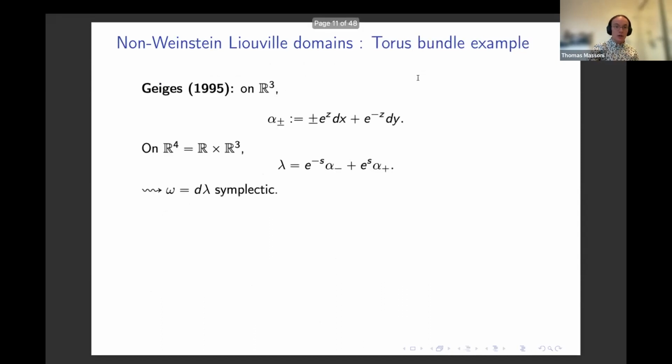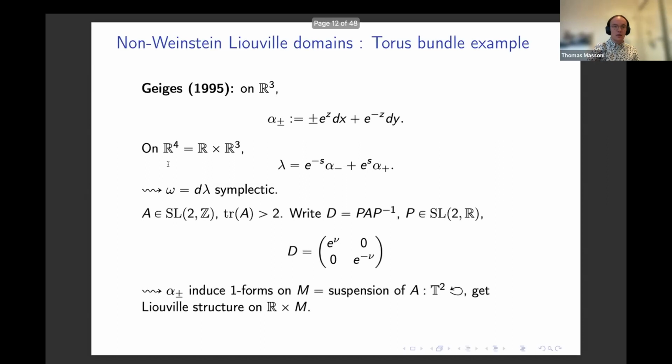And there is another example that I like. That was first written by McGuigas, I believe, in '95. And on R^3, you can write down these two contact forms, very explicit, right? And then you can build a symplectic form on R^4 in the following way, where s is the extra coordinate on R^4. And it's fairly easy to check that it gives you a symplectic form. But what we do like is to take compact quotients of R^3 so that this lambda would descend to a Liouville form on something like R times a closed manifold.